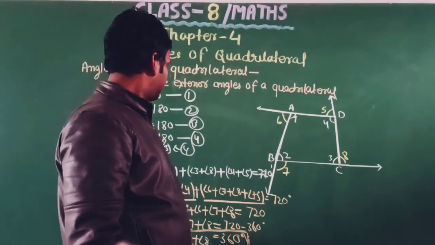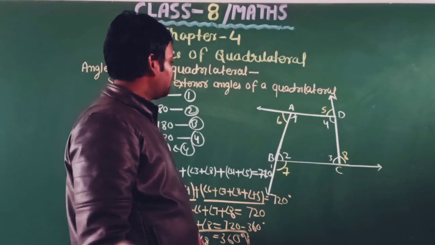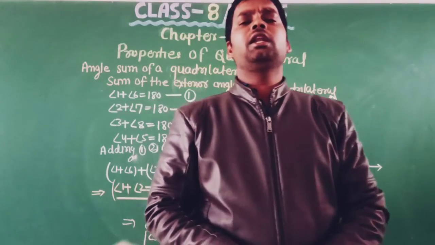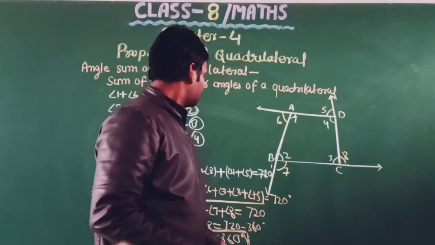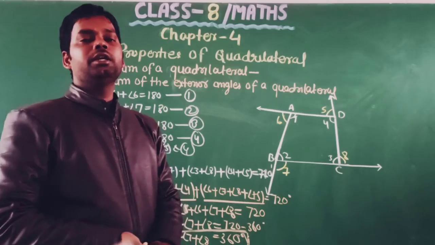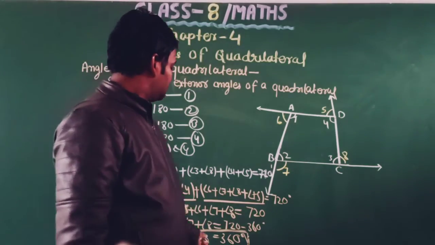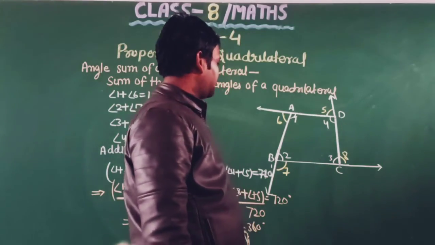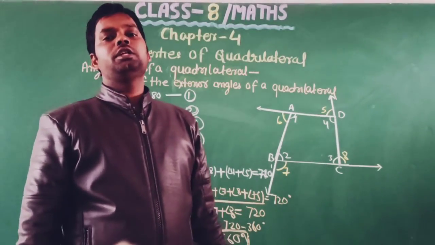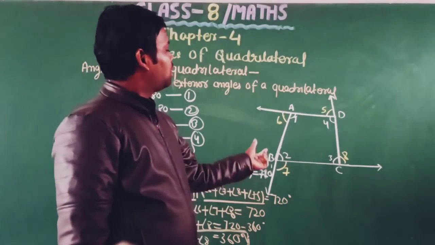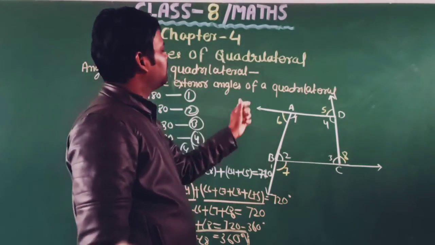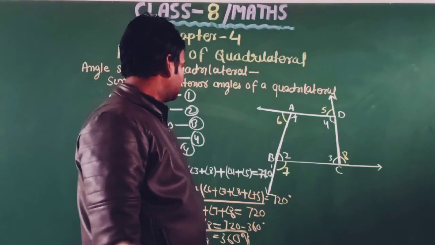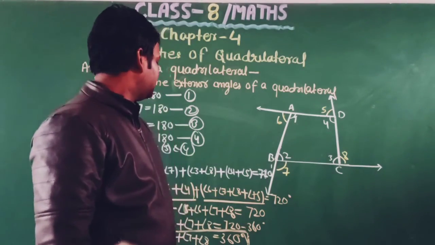So from this result we can say the sum of all exterior angles of a quadrilateral is equal to 360 degrees. So the sum of all interior angles of a quadrilateral is 360 degrees, and also the sum of all exterior angles of a quadrilateral is equal to 360 degrees.